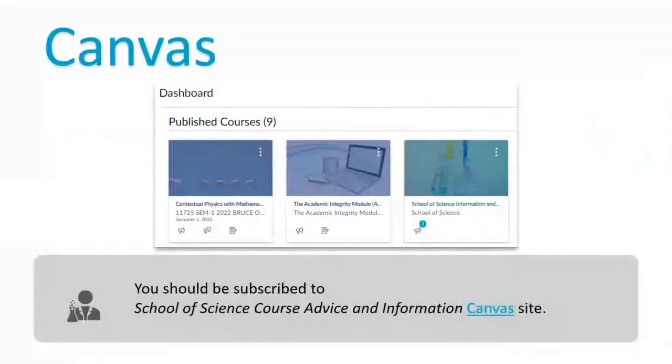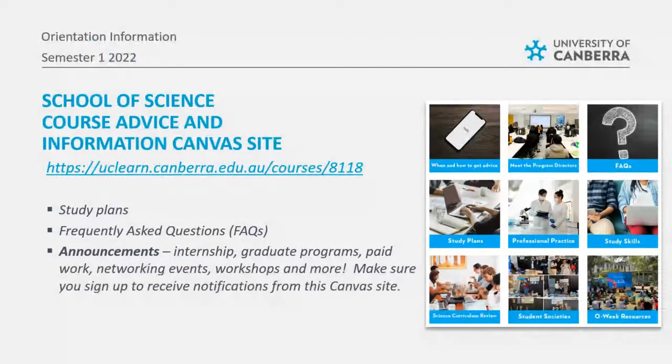Just pretending that I've clicked on that rightmost tile there, the School of Science Information and Course Advice Canvas site. I mentioned this before, I won't go into it. The link's there for you to use. This is where you find all these links to all the information you could possibly need about your course.